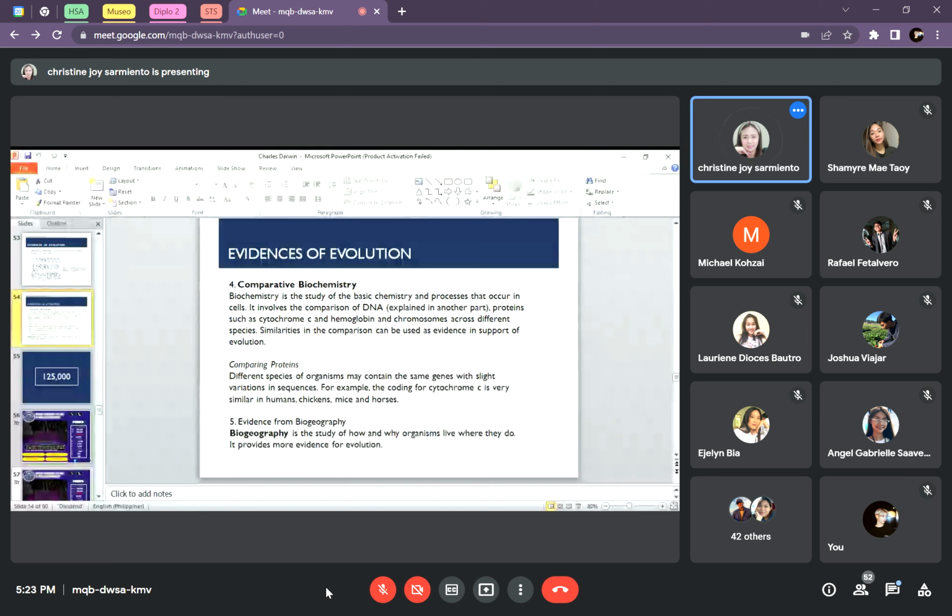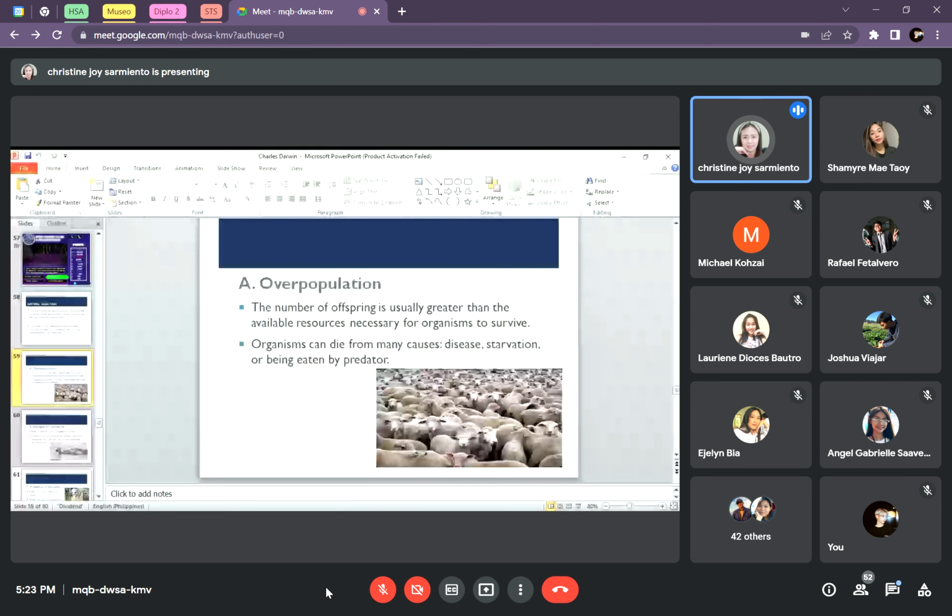These are the five components. The process of natural selection has these five components na dapat po nating tandaan. So these five components include una, overpopulation, or high rate of population. So the number of offspring is usually greater than the available resources necessary for organisms to survive. Organisms can die from many causes, like disease, starvation, being eaten by predators.